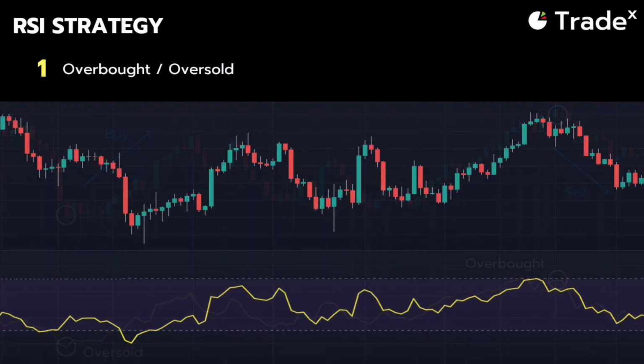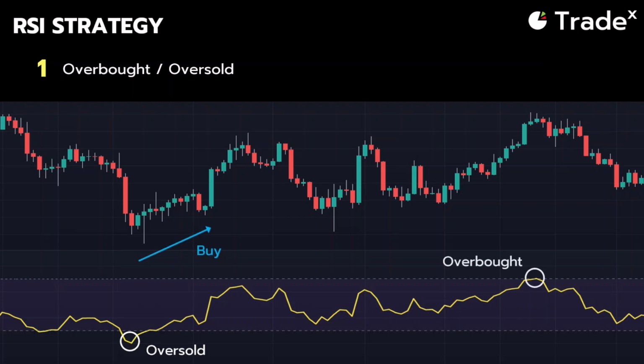Traders can apply this strategy in a ranging market by watching for the RSI to enter the oversold zone as a signal to buy. Conversely, they should look for the RSI to reach the overbought zone as a signal to sell. This approach leverages the RSI to identify potential reversal points within the range.